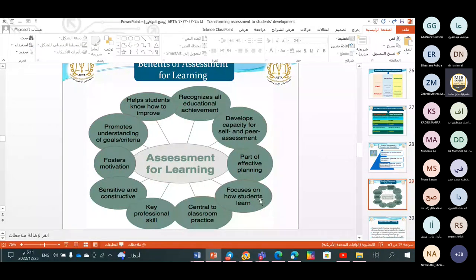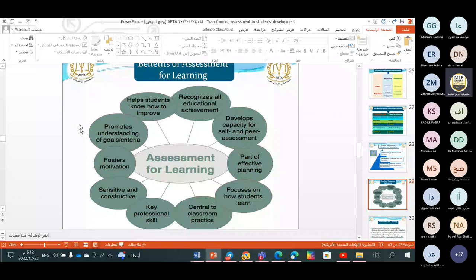It focuses on how students learn in order to see if our procedures, our plan is successful with them or not. It is central to classroom practice. We should encourage our students to practice inside the classroom in order to assess them properly. Also, it is a key professional skill. It is sensitive and constructive, so you should pay attention to it. It fosters motivation. As we said many times, our students lack motivation. So our role as teachers is to motivate them, either intrinsically or extrinsically. But sometimes we are successful, sometimes we fail, but we shouldn't lose hope every time.